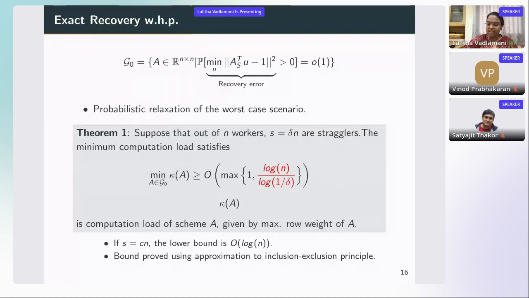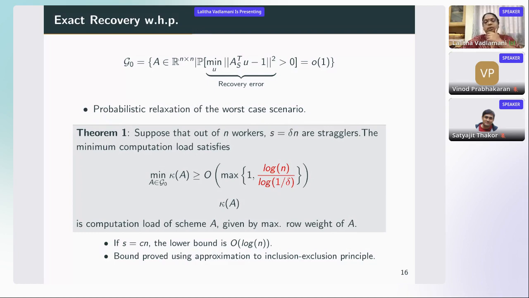In the previous things, the two schemes that we have seen, and even in the bound that we have seen, we were assuming this somewhat uniform setting, right? So that each worker is doing the same amount of computation. Here that is not the case, at least the min and kappa definitions suggest that it is allowed to vary. And the computation load is determined by the maximum row weight of A.